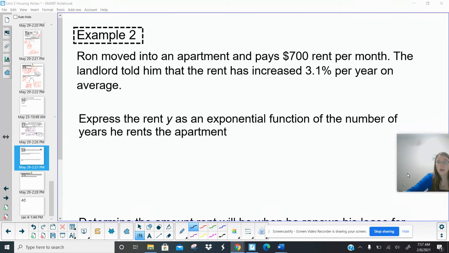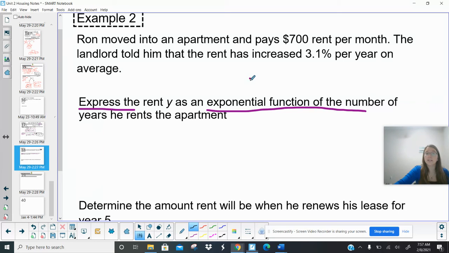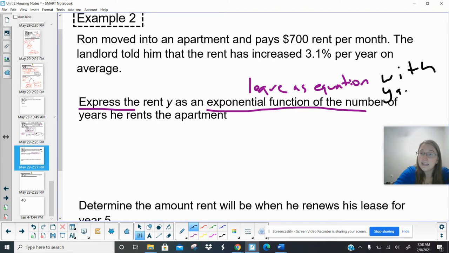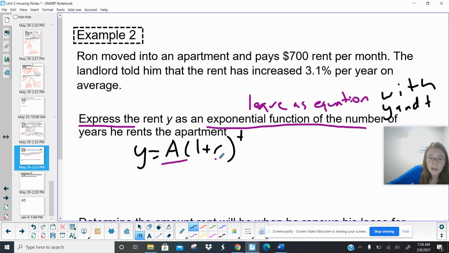Okay, I want you to try it again. On this question, again, what you're going to do is just express as a function for this particular apartment. That means leave as equation. In particular, I'm going to add on here with y and t still there, because we don't know t yet, right? If you look at just the information we have right here, we don't know t. So here's our equation. We're going to plug in what we know, which is the a and the r. And then we're going to leave the y and the t. Go ahead and try it. Remember what a and r represent, leave the y and t.